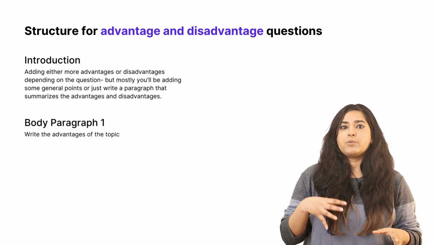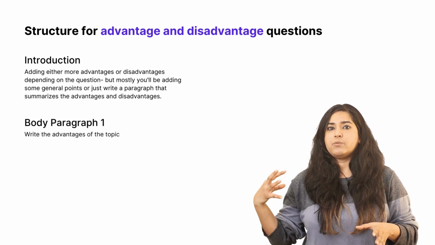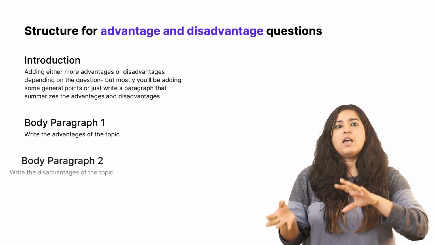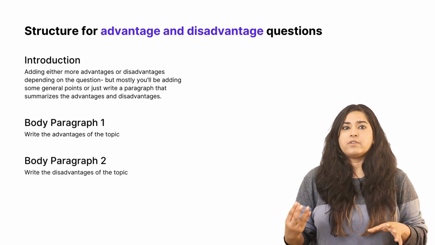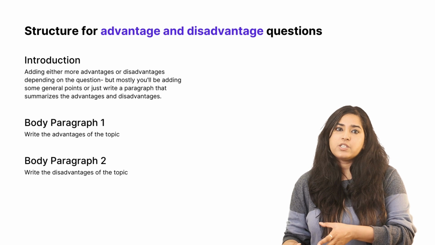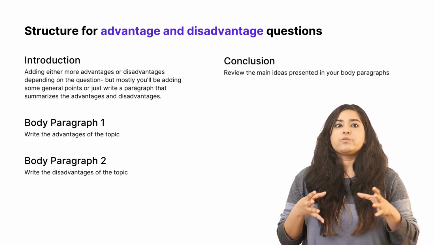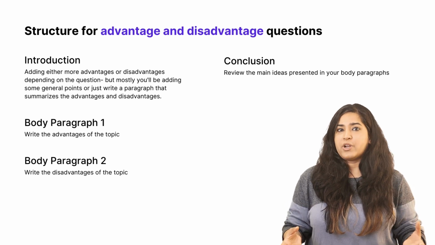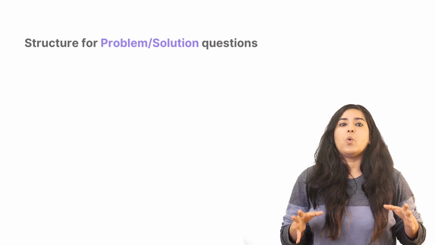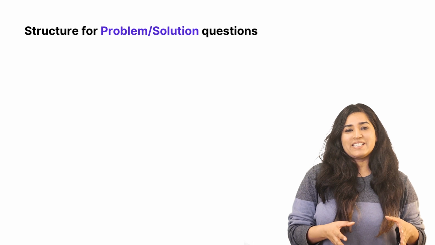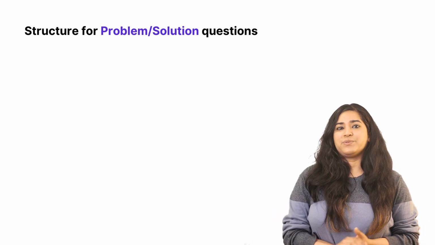The second paragraph would be body paragraph 1, which would be presenting the advantages. Third paragraph would be body paragraph number 2, which is presenting the disadvantages. And then your final paragraph, which is your conclusion, where you will review the main ideas presented in your body paragraphs. So, what about problem and solution question types? Check out the structure here.